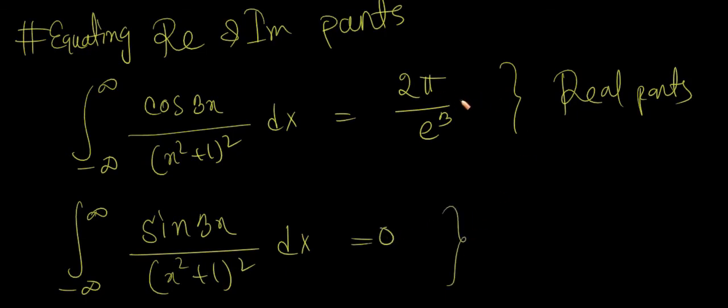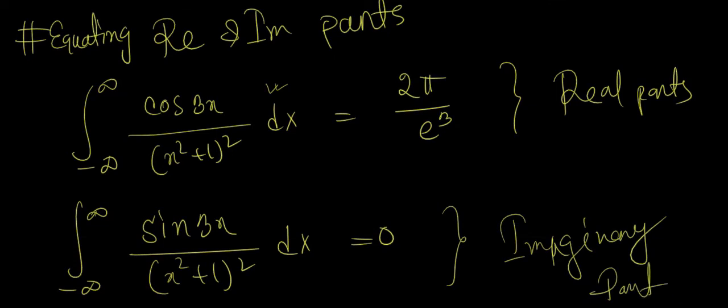See, that's the advantage of working with complex variables, because this is the thing we wanted to evaluate. We already evaluated it, and as a bonus we are also getting this identity over here. So this is coming from the imaginary part. Another way to see that this is 0 is that sine 3x divided by (x square plus 1) whole square is just an odd function, and any odd function integrated over a symmetric interval, from minus x to plus x, will always go to 0.